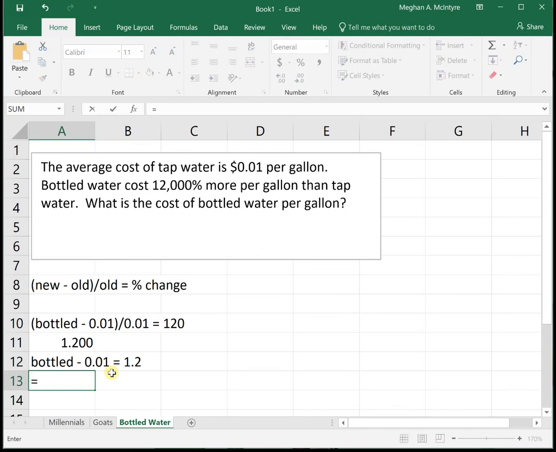So the cost of our bottled water is going to be the 1.2 plus the 0.01, which is $1.21 per gallon. So if you drink tap water, you're paying a penny per gallon. If you're drinking bottled water, you're paying $1.21 per gallon.